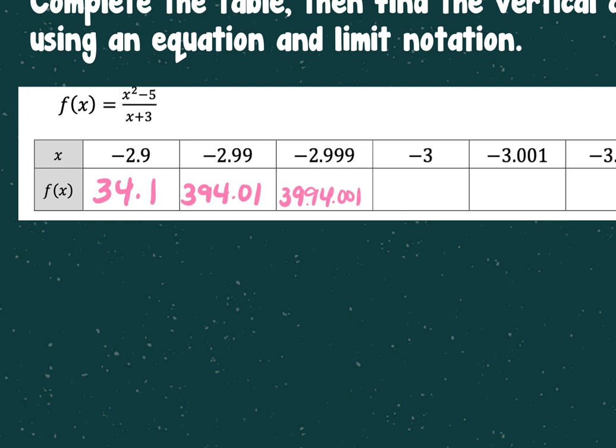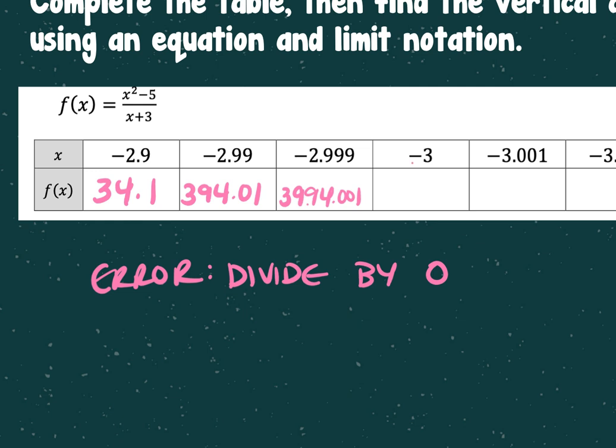If I do it with -3, what happens? It says error. If you look at your error message, your error usually tries to tell you what it is. Divide by 0. What does that mean? It means the denominator would be 0, and that makes sense because if I plug in a -3 into my equation, my denominator is going to be 0, which means it's undefined there, right? So either I have a vertical asymptote or a hole, which we'll get to, okay? But for right now, we're going to put undefined in there because there is no answer.